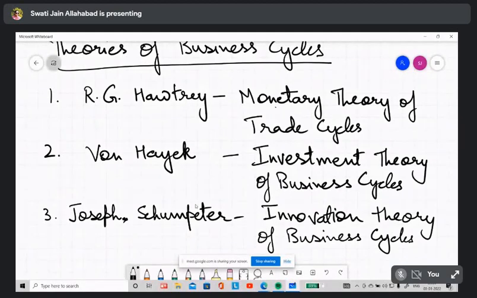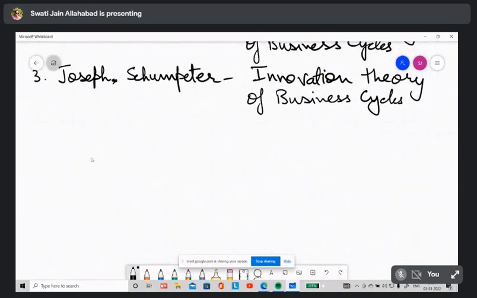Investment theory says that it is the investment which creates business cycle. Innovation theory says it is the innovations which creates business cycle. So if innovations are increasing, there is an expansion. If the innovations are decreasing, there is a contraction. So we'll understand these theories, how these theories explain business cycle, or why business cycles are created in the economy. What happens when business cycles take place in the economy?